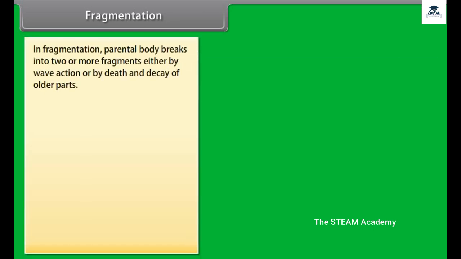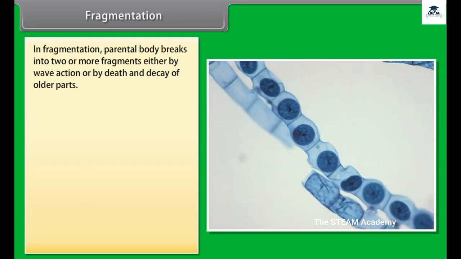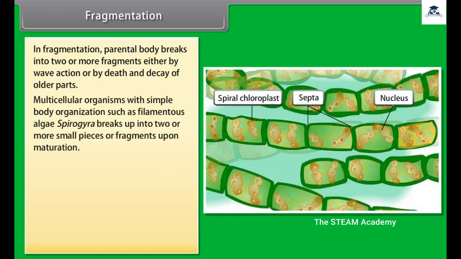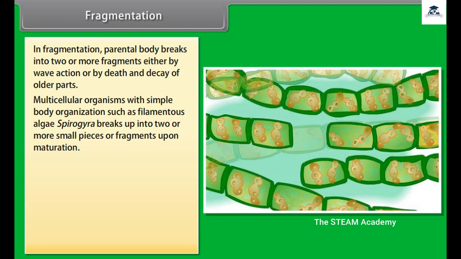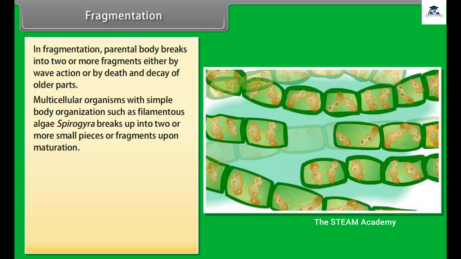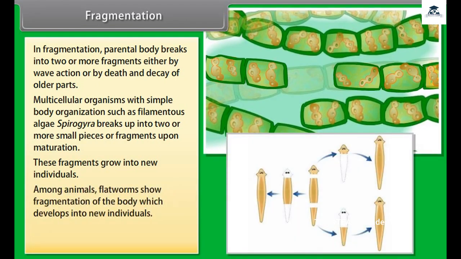complete organism. Fragmentation. In fragmentation, the parental body breaks into two or more fragments, either by wave action or by death or decay of older parts. Multicellular organisms with simple body organization, such as the filamentous alga Spirogyra, break up into two or more small pieces or fragments upon maturation. These fragments grow into new individuals. Among animals, flatworms show fragmentation of the body which develops into new individuals. Fragmentation is found in algae such as Spirogyra.